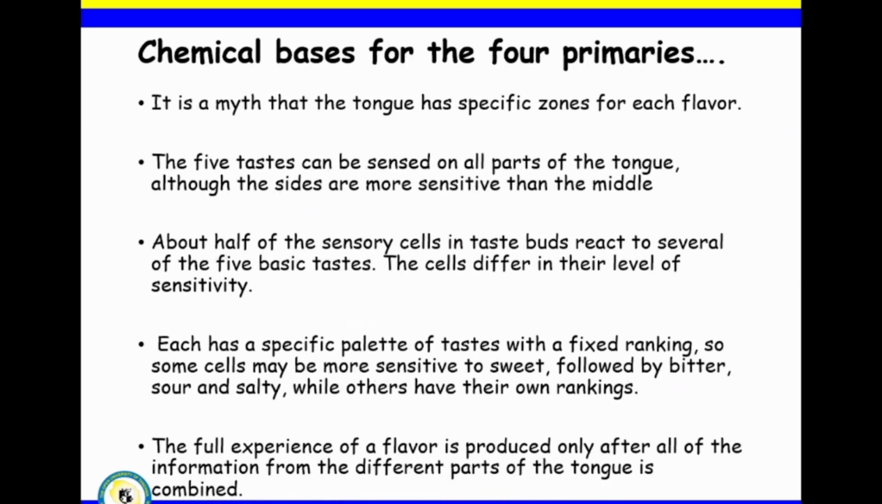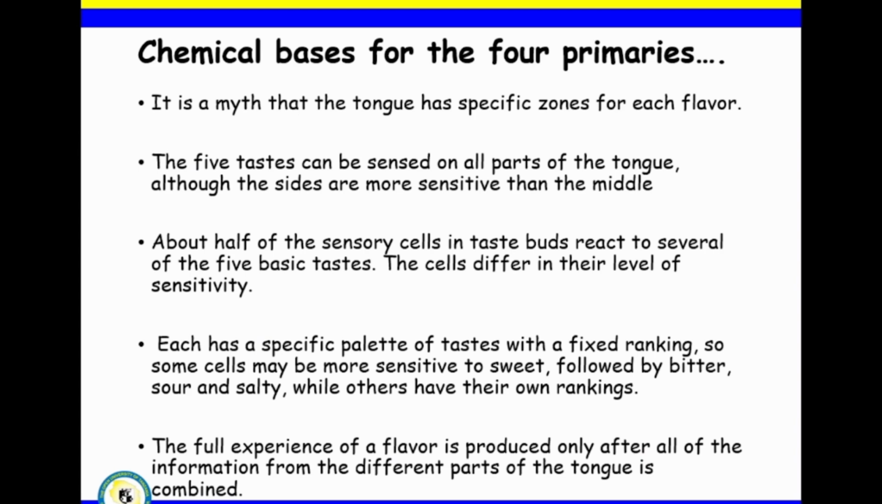Can be sensed on all parts of the tongue. So generally, the 5 tastes can be sensed on all parts of the tongue, although the sides are more sensitive than the middle. So you can have the parts of the tongue which are very sensitive compared to others. They can also be sensitive to a certain attribute like sweet or salt or umami compared to the other. Although all the 5 tastes can be sensed on all parts of the tongue.